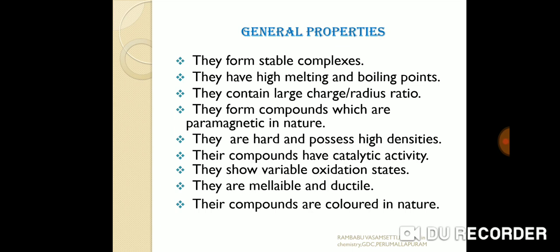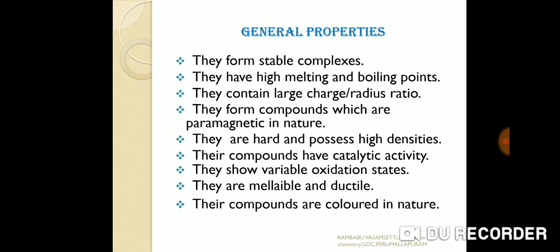Most of these D block elements form paramagnetic compounds because in those transition elements, partially filled d orbitals are present. They are hard and possess high densities, and their compounds have catalytic properties. Many reactions in organic chemistry as well as inorganic chemistry can be catalyzed by these compounds of the transition elements.